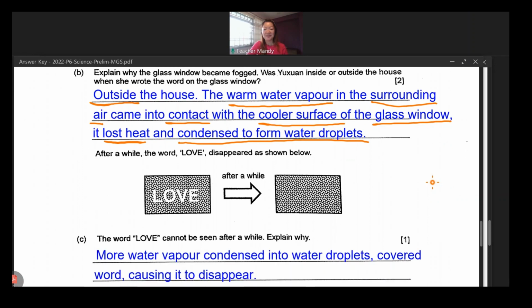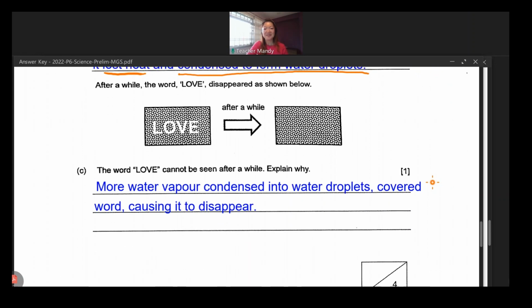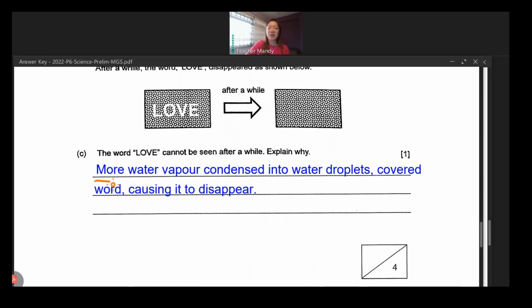All right, now what happened? More water vapor condensed into water droplets. And due to gravity, the water droplets will fall down, right? Okay, it covered the word. That's why the word disappeared. It's all water droplets now. Right, interesting, huh? All right. So yeah, I find this a very interesting question out of the whole paper. Now let's look at the next question. Look at 37.